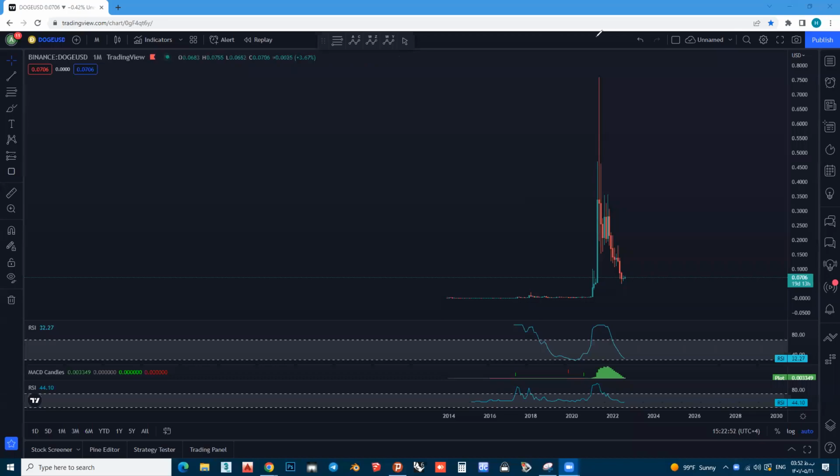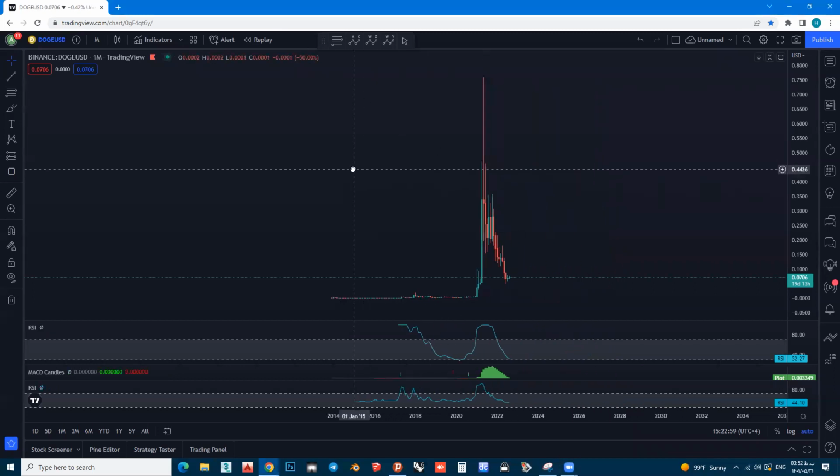We start with the monthly chart. We just want to give you an update. Actually, we didn't have an update for quite a long time. Anyway, as we can see, based on the monthly chart, we are still within this downtrend.